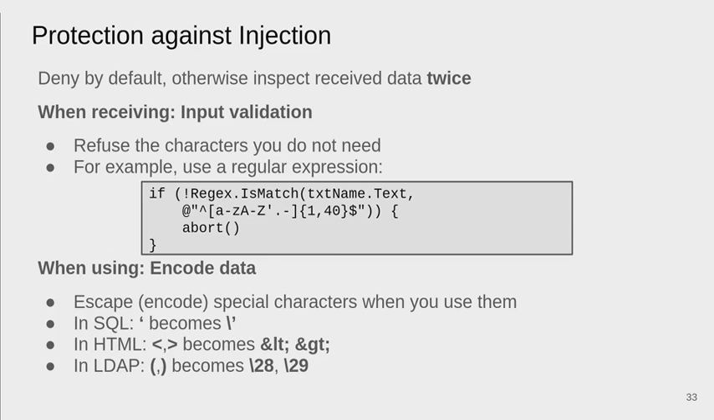Another aspect is encoding data, which is pretty much what you mentioned as a mitigation. Whenever data is being sent that contains potentially malicious characters, encode them in any way or form. For SQL, if there's a single tick, turn this into a backslash tick. For HTML, you can use %lt for less than and %gt for greater than. For LDAP, you can turn the parentheses into special escape characters as well.